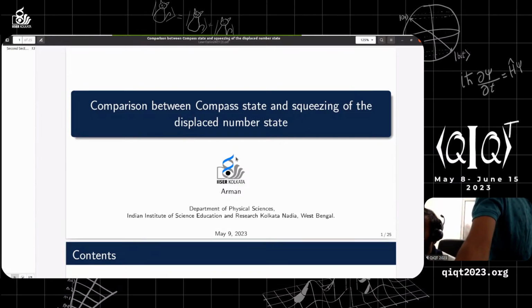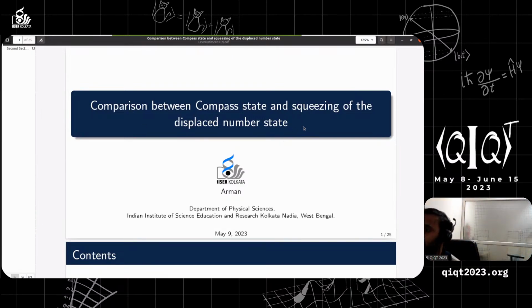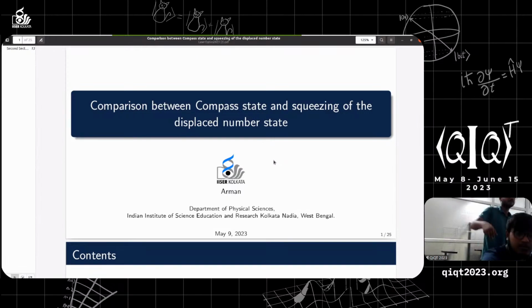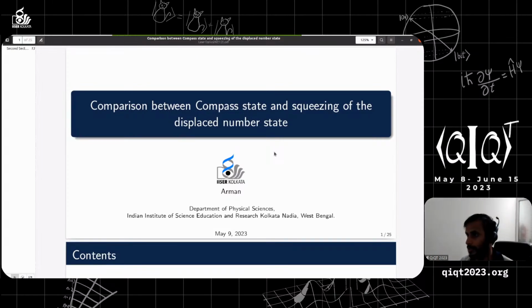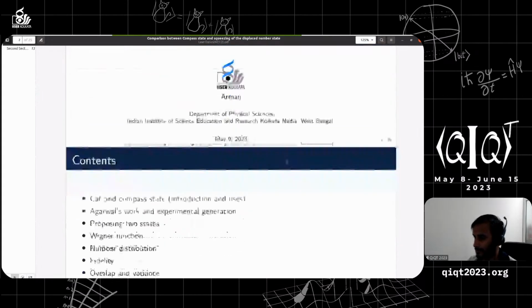Okay, so I will be talking about the comparison between the compass state and the different types of superposition with the help of squeezing and displacement operators. This is a recent work, where I look at how this compass state can be produced with the application of either squeezing or displacement in the phase space.